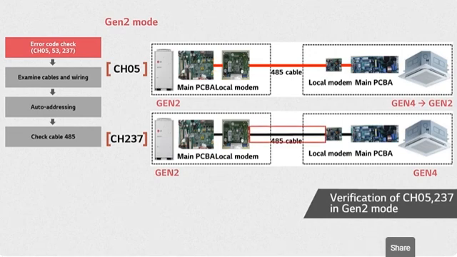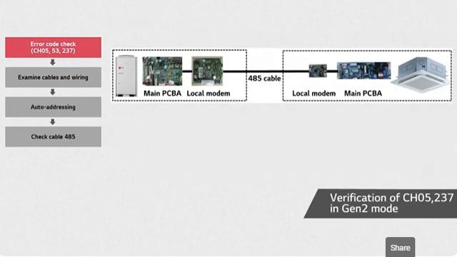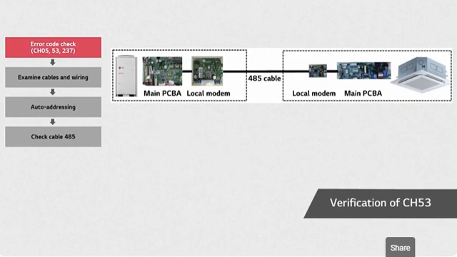Let's discuss CH237 in Gen 2 mode of ODU. Sometimes, when IDU cannot communicate with ODU since power reset time, IDU remains Gen 4 mode even though ODU is set to Gen 2. In this case, CH237 will occur. Now, let's talk about error CH53. This error will occur regardless of the IDU and ODU being in modes Gen 2 or Gen 4.